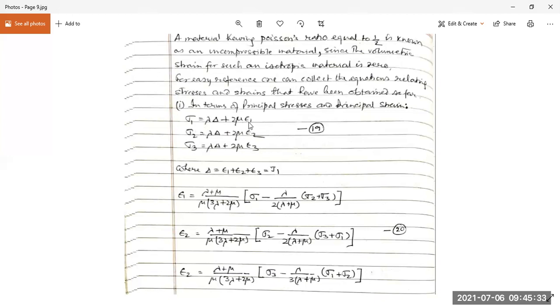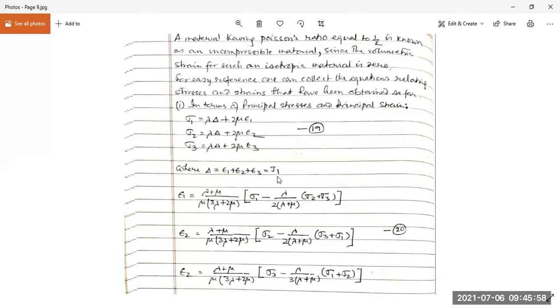Sigma 1 and epsilon 1 here with the principal stress in one direction or x direction, sigma 2 and epsilon 2 principal stress in y direction, and sigma 3 and epsilon 3 principal stress in z direction itself. And we know from our theory of invariance, delta is the summation of epsilon 1, epsilon 2, and epsilon 3, which is also called J1, the first invariant of strain itself.